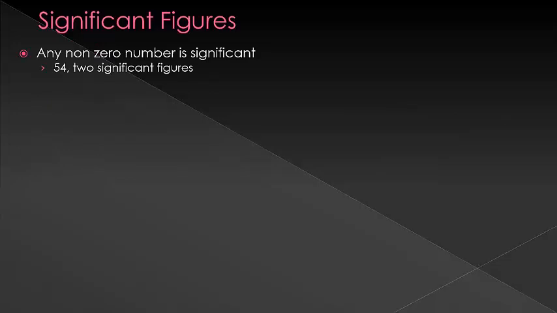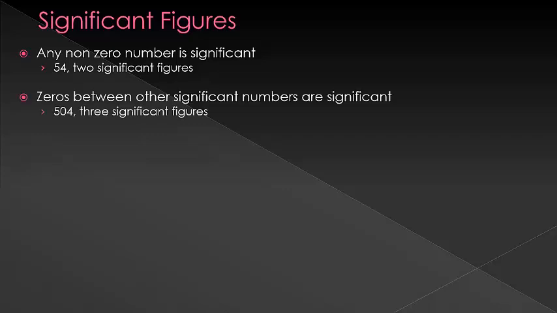First, we'll walk through each of the rules, then I'll go back and discuss the overarching theme here so that it's easier to remember. Anything that isn't a zero is significant. So for example, for 54, both are significant. There are two significant figures. Zeros are where things get more complicated. If you have a zero between two significant numbers, that's also significant. So anytime you have numbers, if there are zeros scattered in between, it is significant.